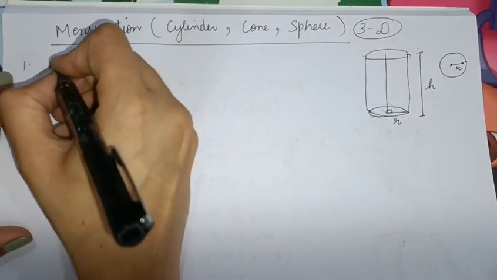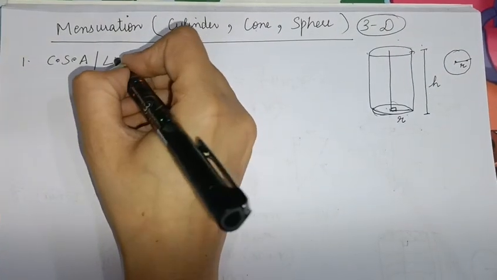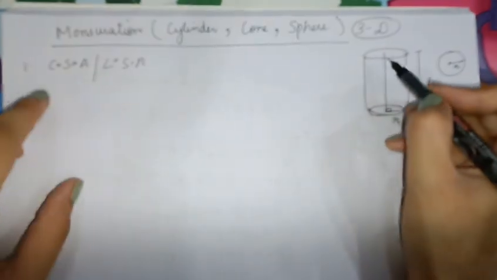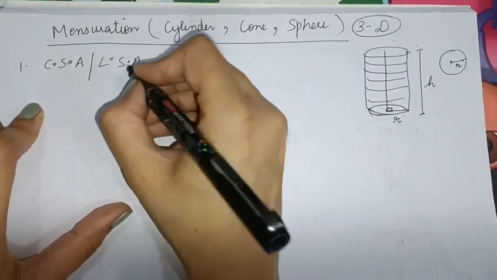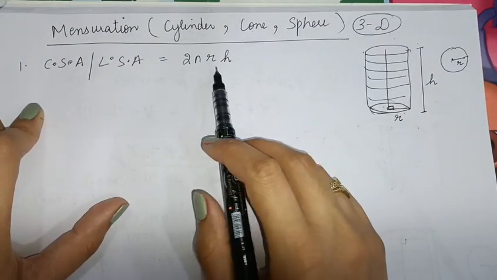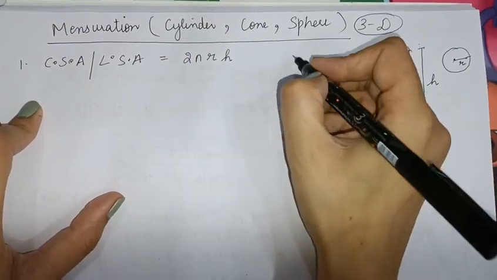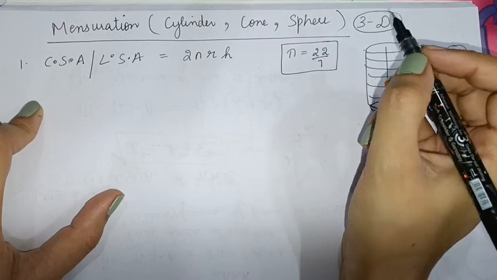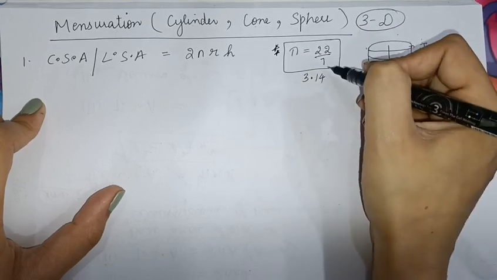So first formula is curved surface area of cylinder. Curved surface area's other word is lateral surface area. So from the word itself, curved means only this part, only curved part's area. So its formula is 2 into pi into r into h. Here r is this base radius, height is this height of the cylinder, and pi's value always you have to use as 22/7 unless they state to use 3.14, but always you have to use 22/7.